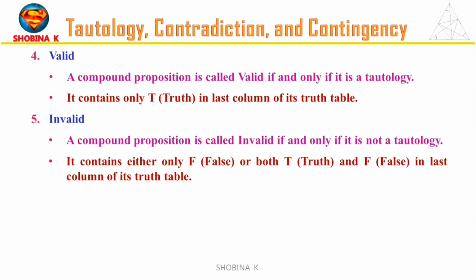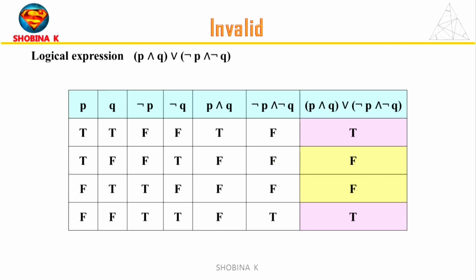Invalid proposition refers to a statement that is not always true. In other words, it is not a tautology. Look at this expression. Let's make the truth table for this invalid proposition. Here we have P and Q or not P and not Q. And this represents the entire compound proposition.